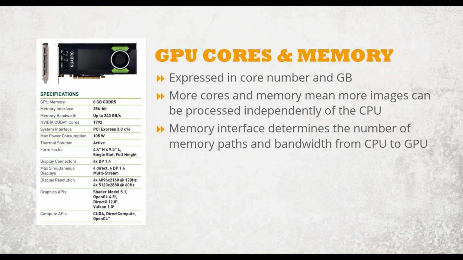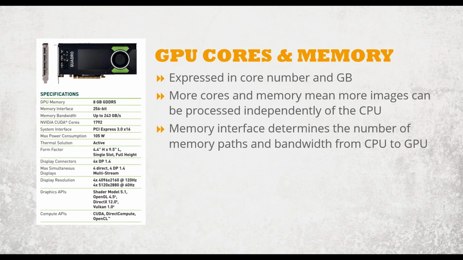And what we can look at here in terms of the memory, okay, well, we have 8 gigabytes of memory, but what exactly does that mean? What we see here is that we have a 256-bit memory interface. Now, the larger that number, the wider the memory interface, and therefore the more memory paths between the CPU and the GPU. The higher the width of that memory interface, the faster your CPU will be able to unload graphics onto the GPU. So higher is better when we look at the memory interface.